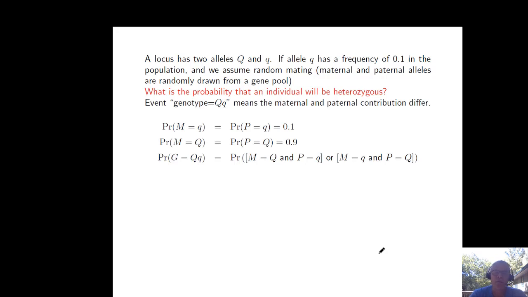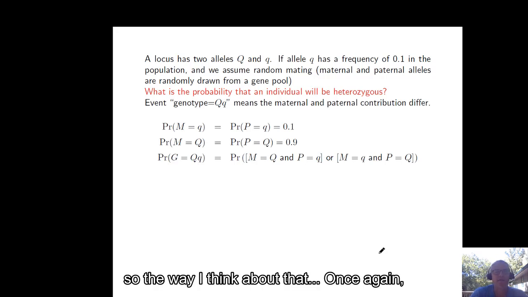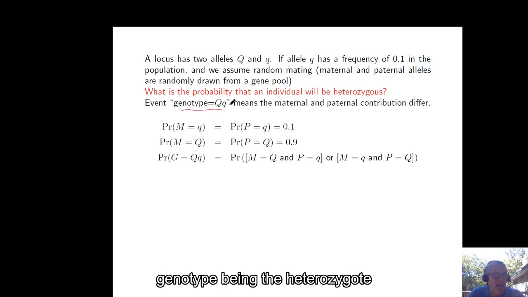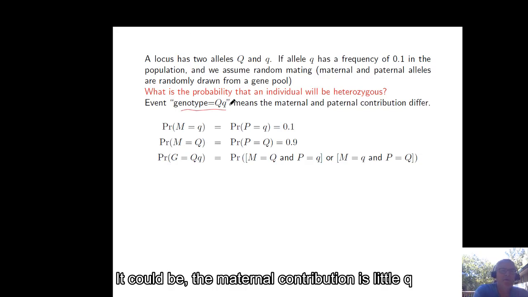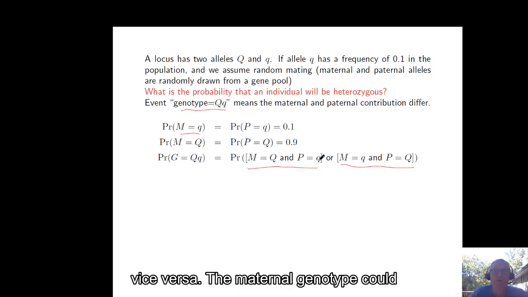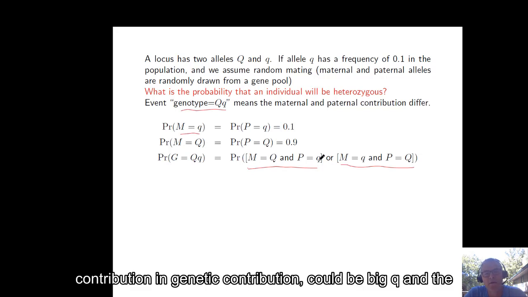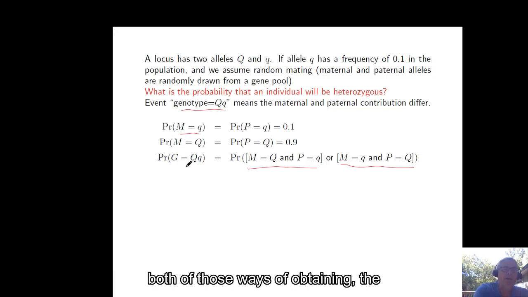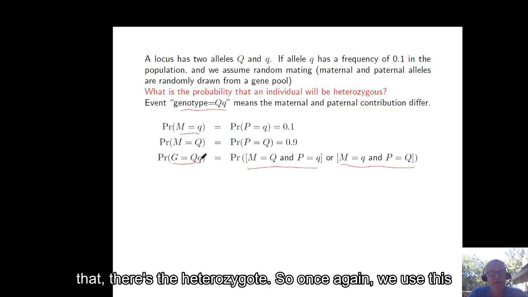Okay, so the way I think about that, once again, the genotype tells us something about maternal and paternal contribution. A genotype being the heterozygote, which we frequently denote big Q, little q, doesn't necessarily mean the big Q comes from mom. It could be the maternal contribution is little q and the paternal is big Q, or vice versa. The maternal genetic contribution could be big Q and the paternal little q. So we need to think about both of those ways of obtaining the genotype of the heterozygote.